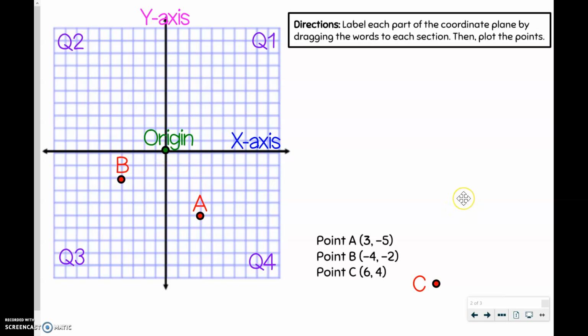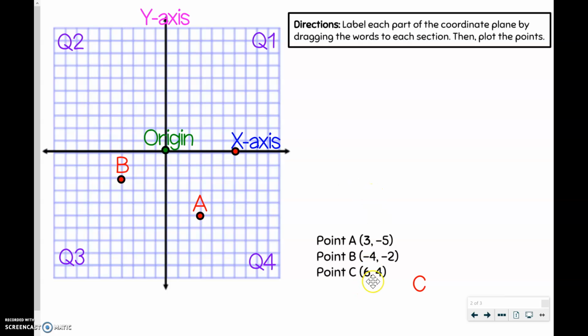Last one, and if you want to try pausing the video and trying it on your own and then check and see what we got, feel free to do that. But otherwise, if you want to do it with me, point C has a positive 6. Remember, with the first number, it's always either right or left because it's the x for the x-axis. So the 6 positive tells me I'm going to go to the right. So starting at the origin always. Then we go 1, 2, 3, 4, 5, 6.